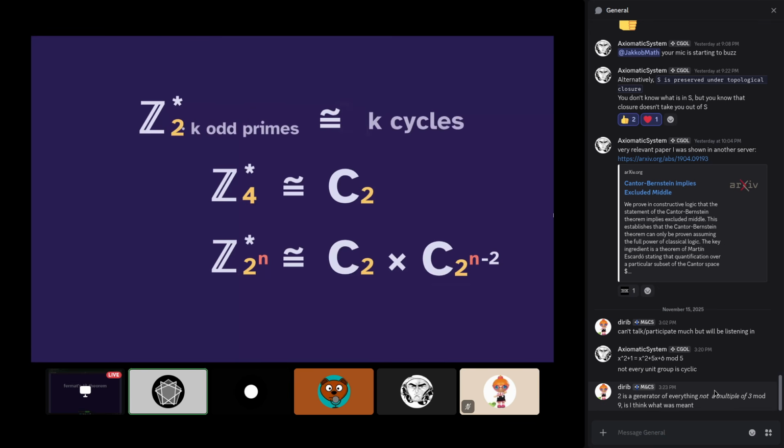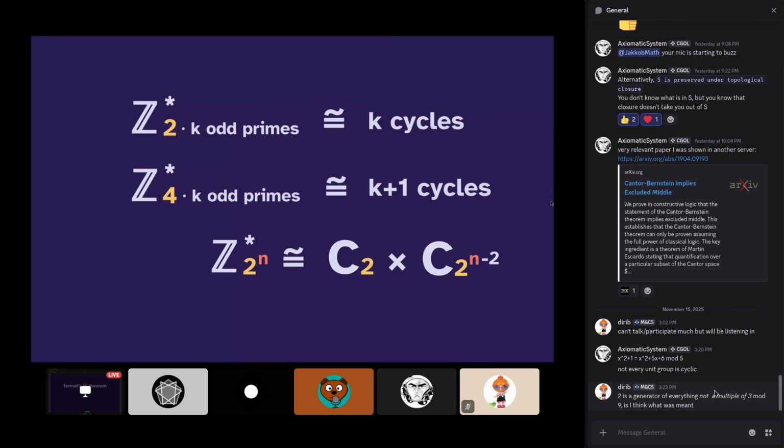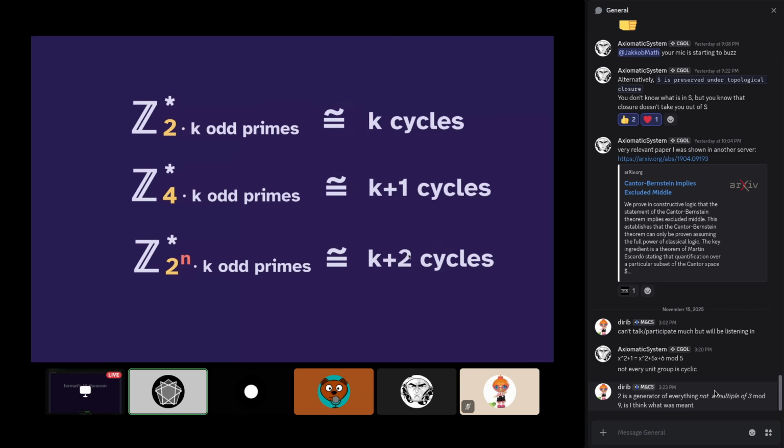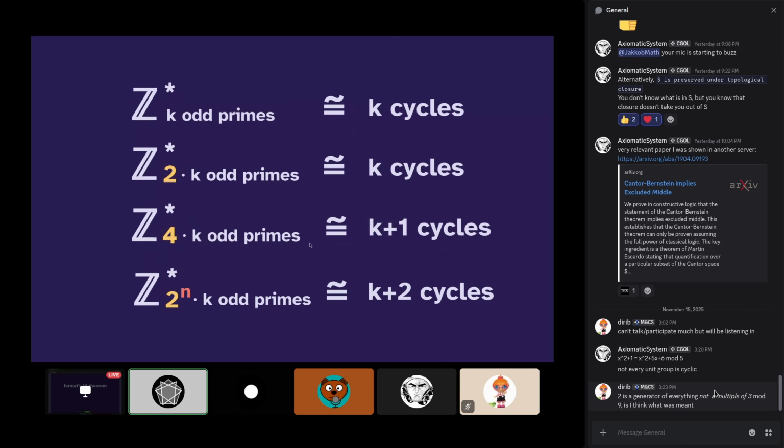So now what this means is if we have 2 times k odd primes, we get k cycles. 4 times k odd primes gives us k plus 1 cycles because we have that additional cycle from the 4. And then any higher power is k plus 2. Also, if there is no 2, we also just get k cycles. So 2 doesn't really do anything since it's a 1 cycle, and that can just be absorbed by anything. Right. So this is the integers.